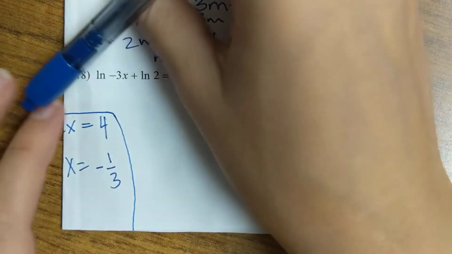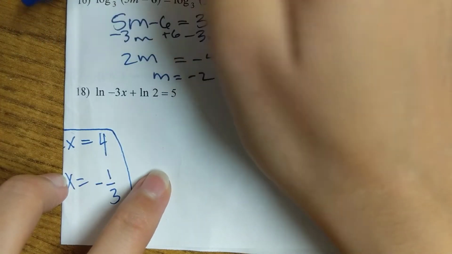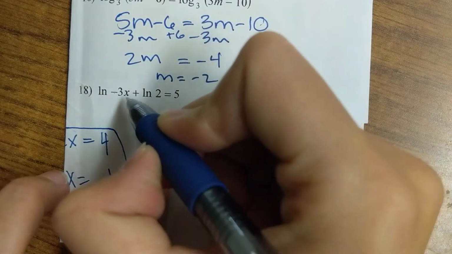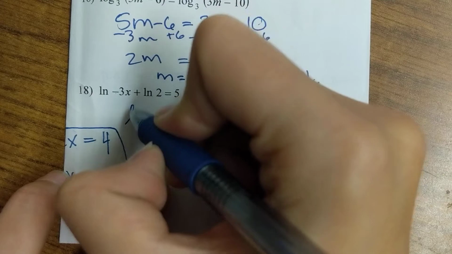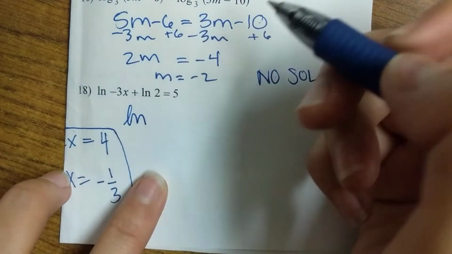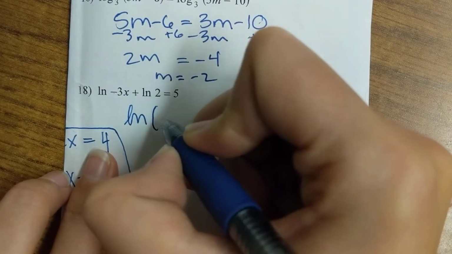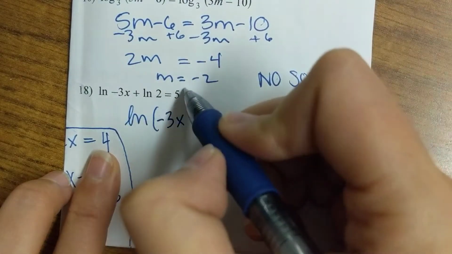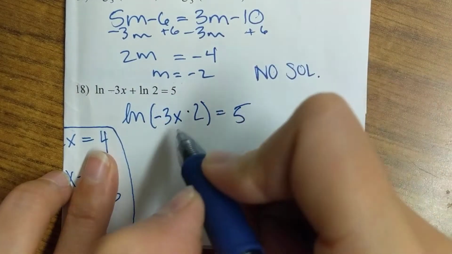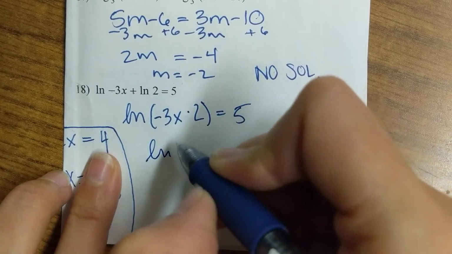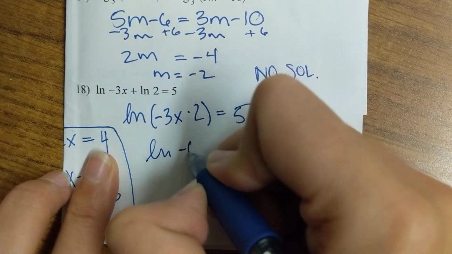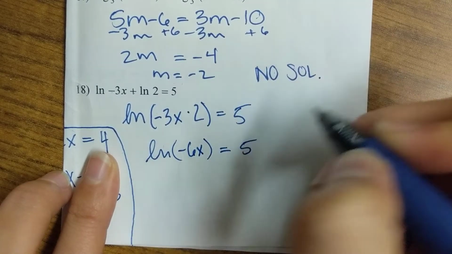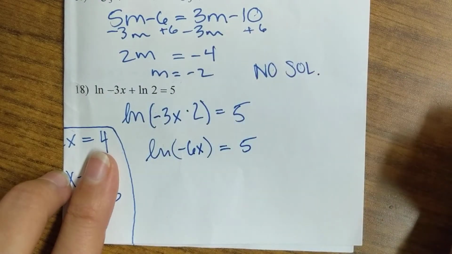Remember, you're not allowed to use a calculator, so when we are working with the natural number e, you will leave your answer in terms of e. First, let's condense the left side. Natural log of something plus natural log of something would just be natural log of the product. 3x times 2 is equal to the right side of the equation. Let's simplify this product. Natural log of negative 6x is equal to 5. What is the base of the natural log?